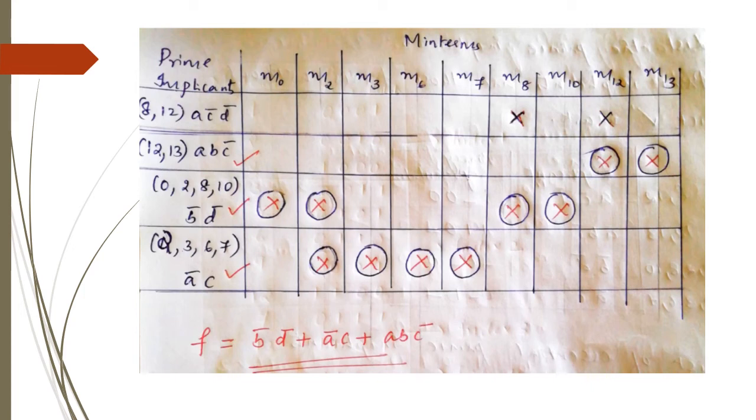So write that. This corresponds to 8 and 12, so just put a cross mark against 8 and 12, and this is 12 and 13. So just put 12 and 13, and next is 0, 2, 8, 10, and the last one will be 2, 3, 6, 7. Once done with this, next you check for the column which has got only one cross mark.